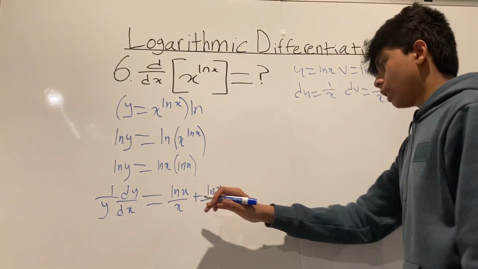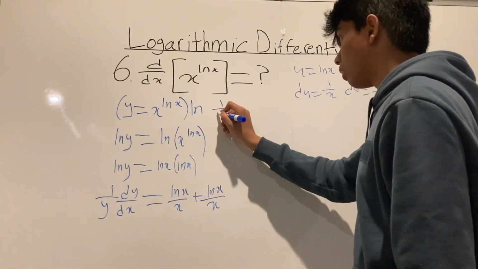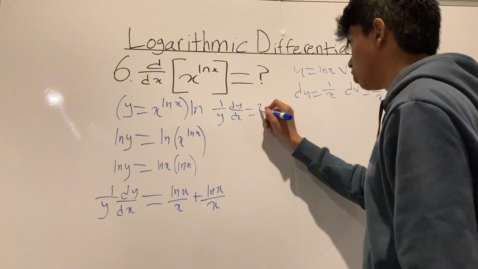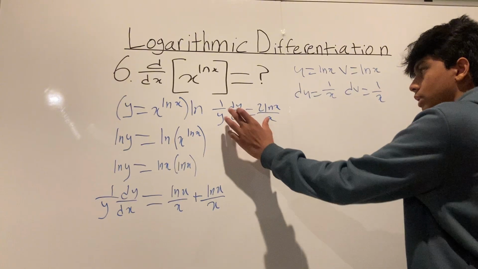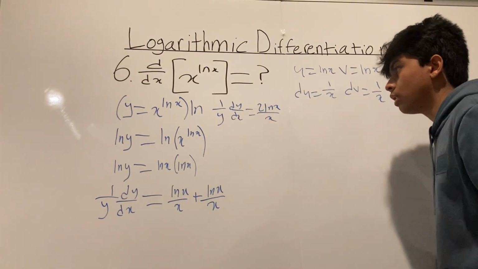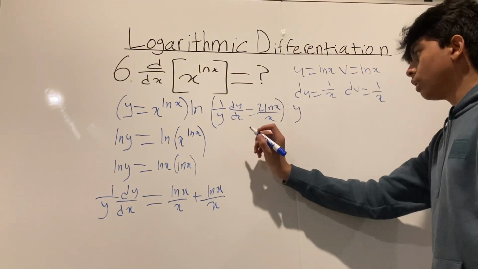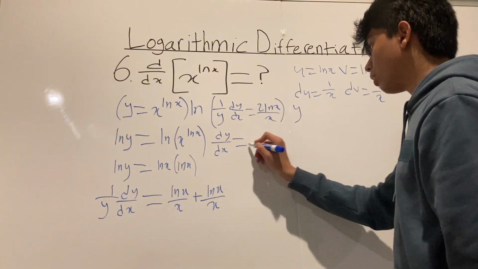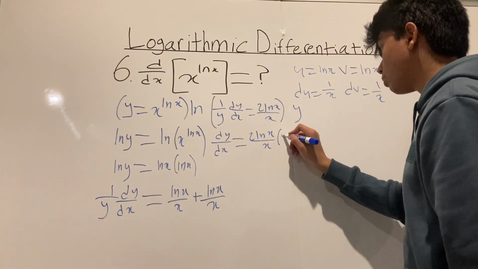And now if we add both of them, we'll get 1 over y dy/dx equals 2 ln x over x. But once again, we're not done because we need to isolate dy/dx. So we're going to multiply both sides by y. So now we get dy/dx equals 2 ln x over x times y.